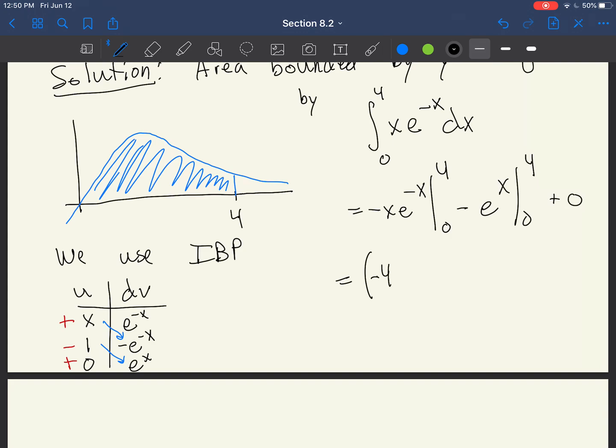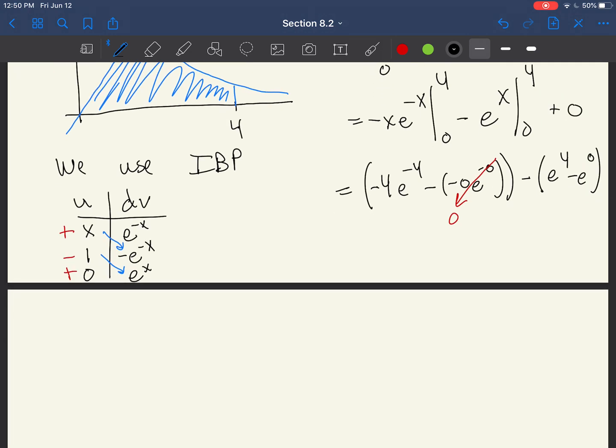Okay, so the first term will be negative 4 e to the negative 4 minus negative 0 e to the negative 0, which is just 0. And then minus e to the negative 4 minus e to the 0.